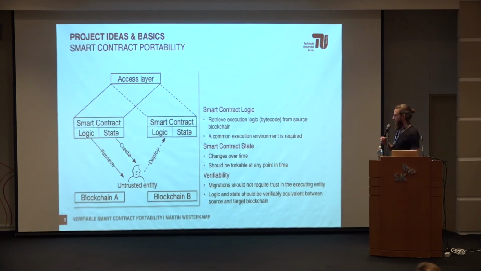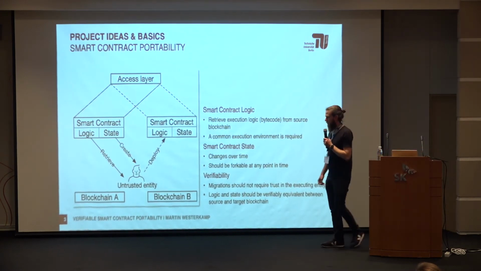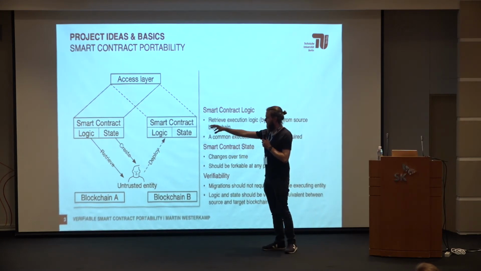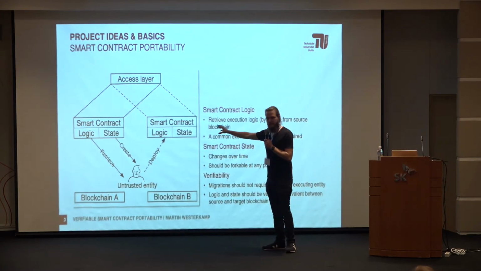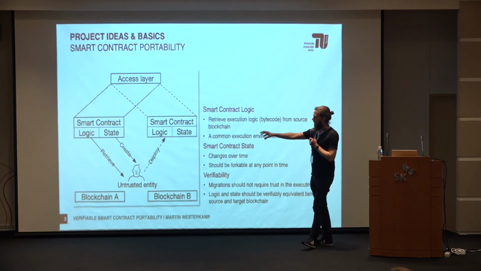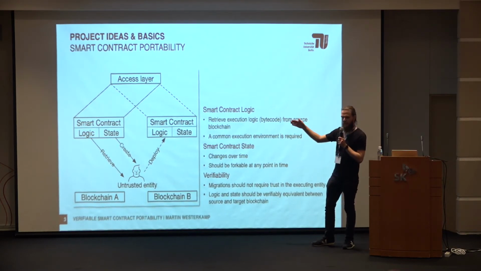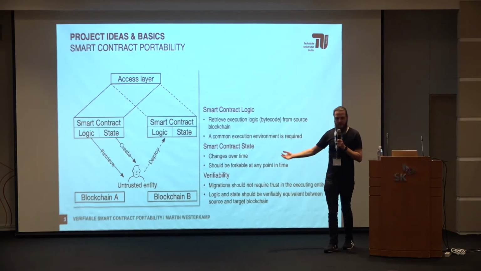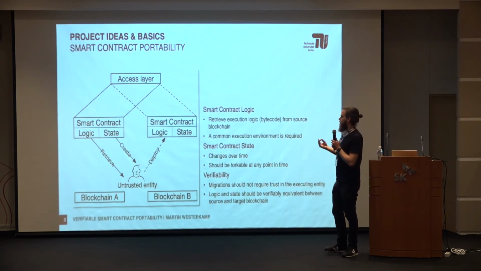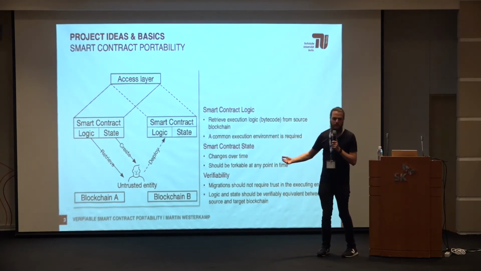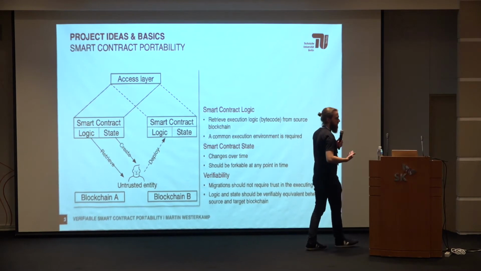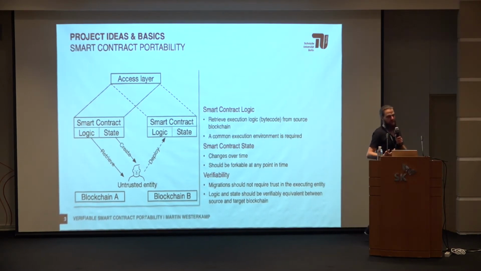So how would this look? Our target is to maintain the smart contract together with its logic and state and migrate it to another blockchain while not putting any new trust requirements in the executing entity. The entity in the middle that is performing the migration should not be trusted, and we achieve this by delivering full verifiability. So every participant who is interested in that smart contract can later on verify the validity of that migration.